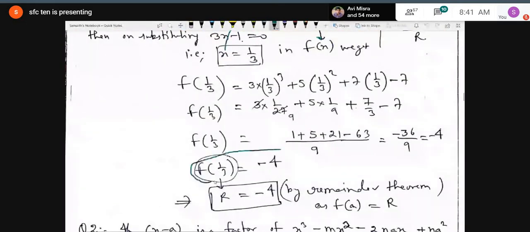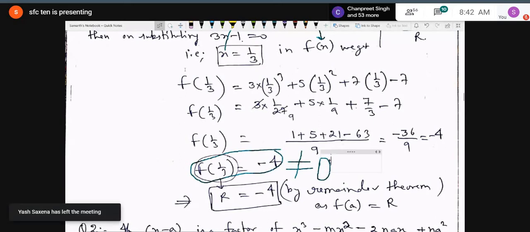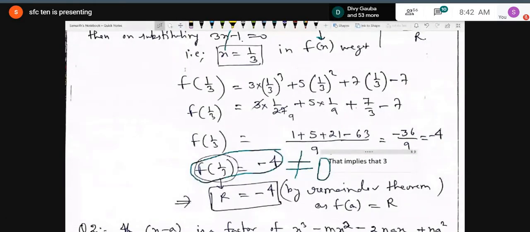And what is f(a) equal to? R, according to the remainder theorem. The value of the function at x is equal to a is equal to the remainder. So over here, our remainder will be minus 4. We have not done the division. We have not done the actual division, and we have got the remainder in this case so easily by the implementation of the remainder theorem.